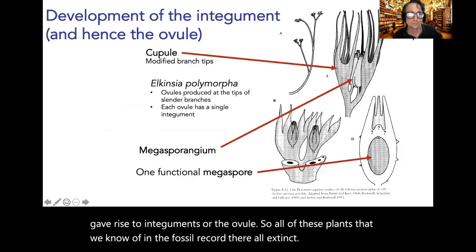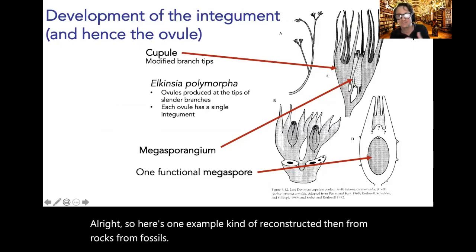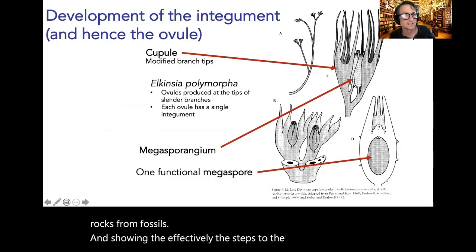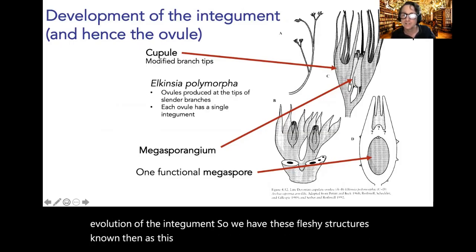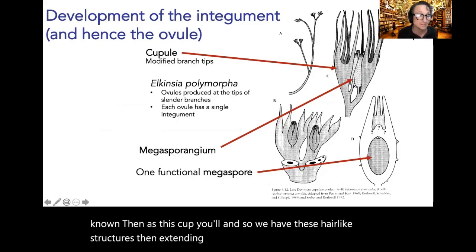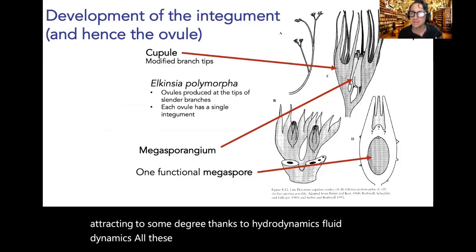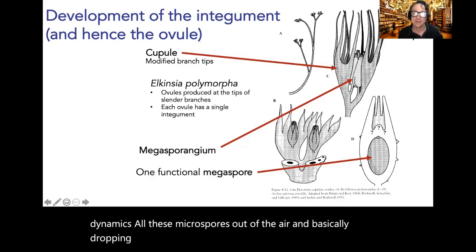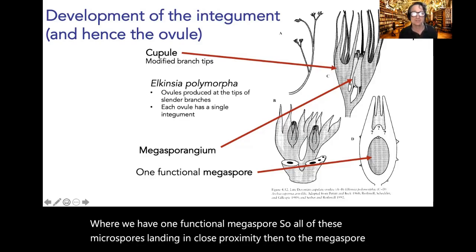All right, so here's one example, reconstructed from rocks, from fossils, showing effectively the steps to the development, evolution of the integument. Okay. So we have these fleshy structures known as the cupule. And so we have these hair-like structures extending out, probably helping in trapping and attracting to some degree, thanks to hydrodynamics, fluid dynamics, all these microspores out of the air and basically dropping them right on top of the megasporangium, where we have one functional megaspore. So all of these microspores landing in close proximity to the megaspore increase your fertilization possibilities.